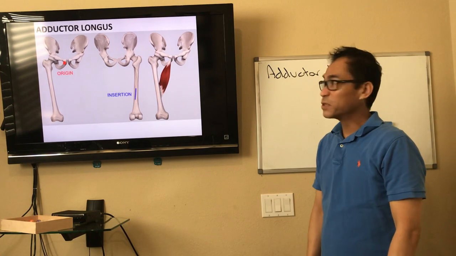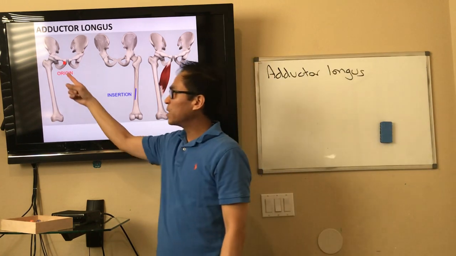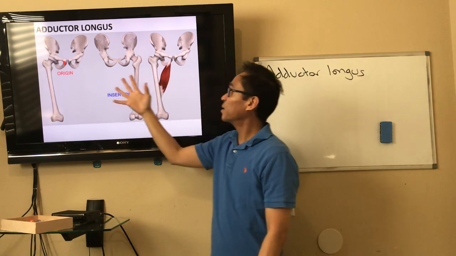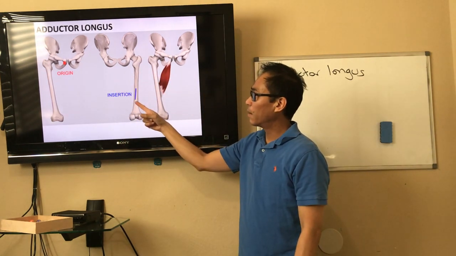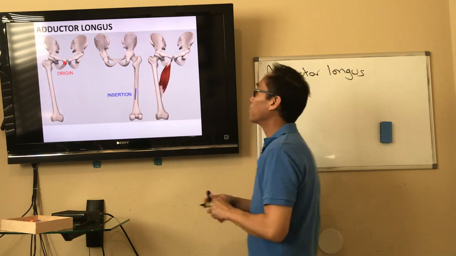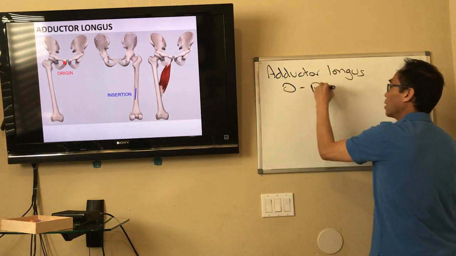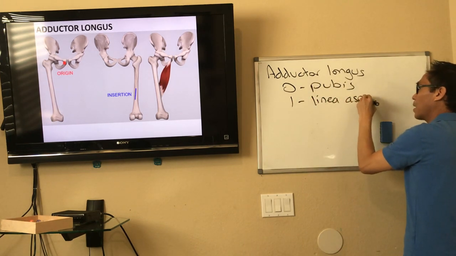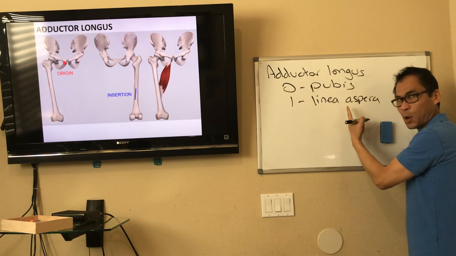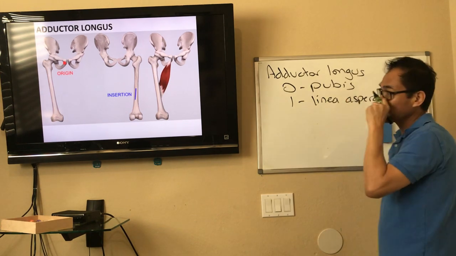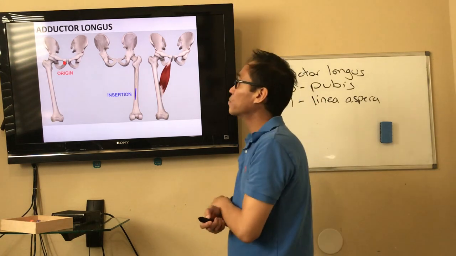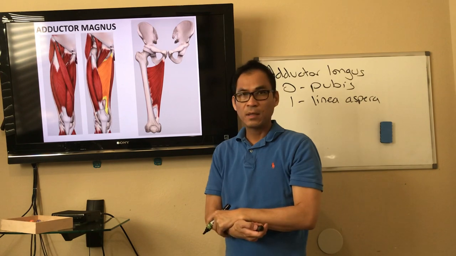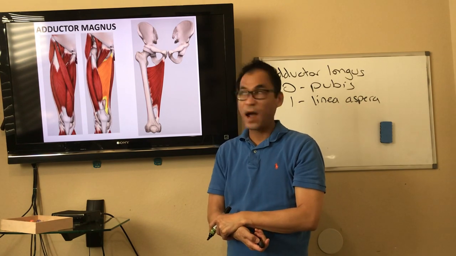Be able to know its origins. It originates from basically the pubic bone. That's an anterior view, it inserts posteriorly, at the linea aspera. Originates pubis, inserts linea aspera. Remember that's the shaft of the posterior femur bone. Again, the innervation is the obturator nerve, and the action is adduction at the hip, or adduct thigh.